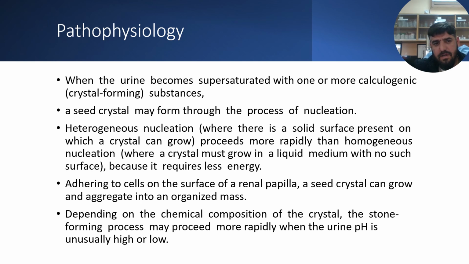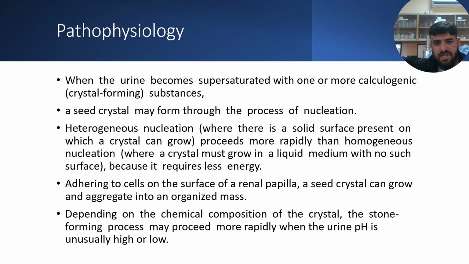It leads to the crystal formation by the process of nucleation. So heterogeneous nucleation, where there is a solid surface present on which a crystal can grow, proceeds more rapidly than homogeneous nucleation, where a crystal must grow in liquid medium with no such surface, because it requires less energy. Adhering to cells on the surface of renal papilla, a seed crystal can grow and aggregate into an organized mass.